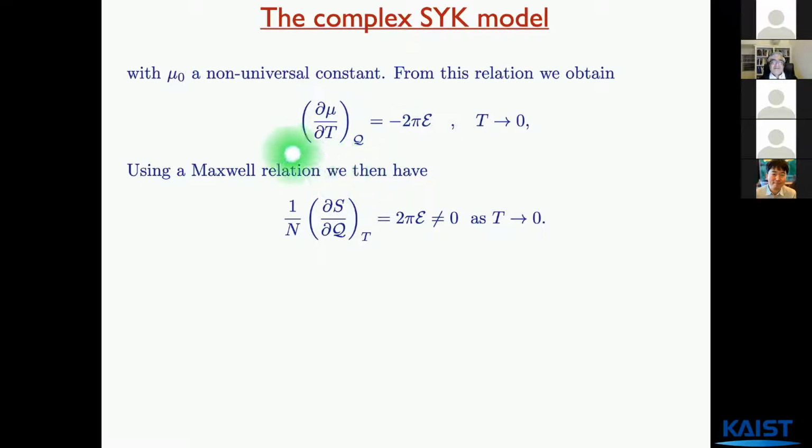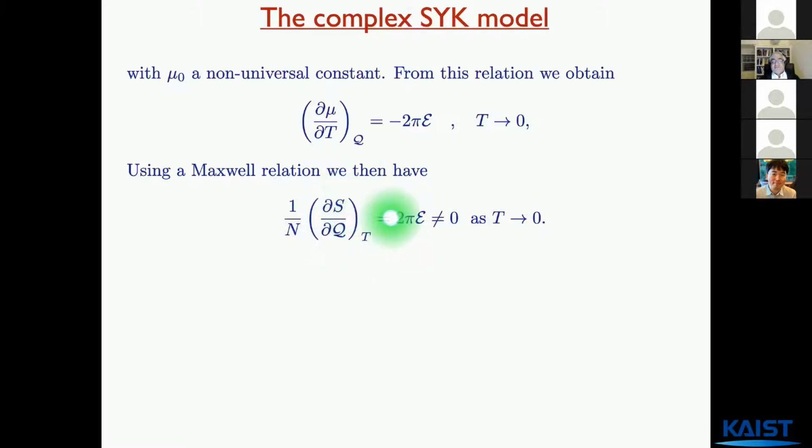Go back and remember your stat mech. dμ/dT at fixed Q is the same as dS/dQ at fixed T. Okay. That just follows from the fact that μ and Q, and S and T, are conjugate variables in some free energy. Okay, so that tells you that dS/dQ, this is how the entropy depends on charge at a fixed T, is non-zero. And that's quite a remarkable result, because this tells you that even at zero temperature, the entropy in the limit N goes to infinity first, and then T goes to zero, is not zero, because it's got a non-zero derivative as a function of charge.